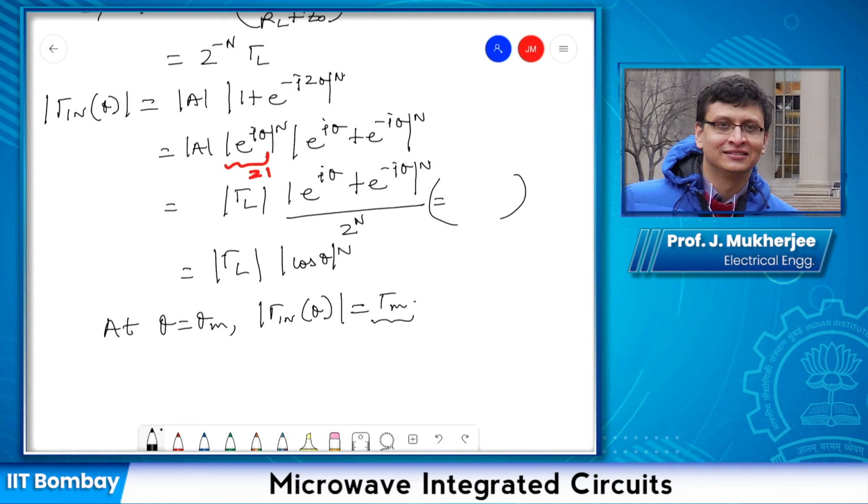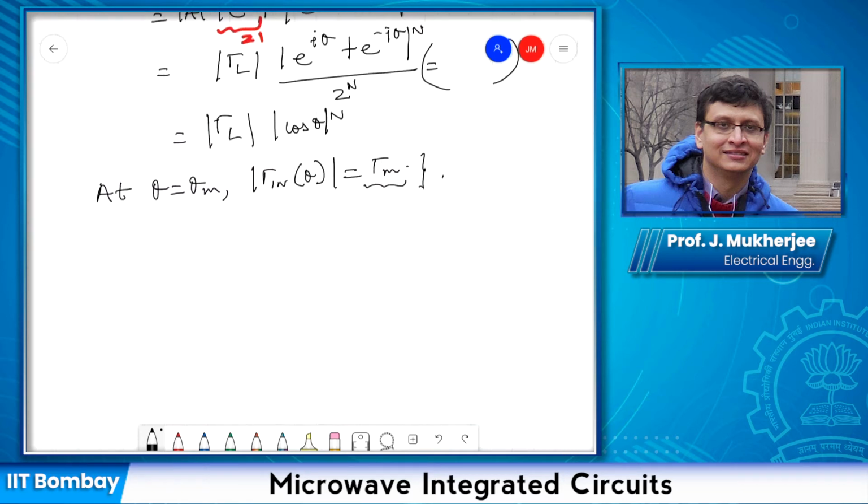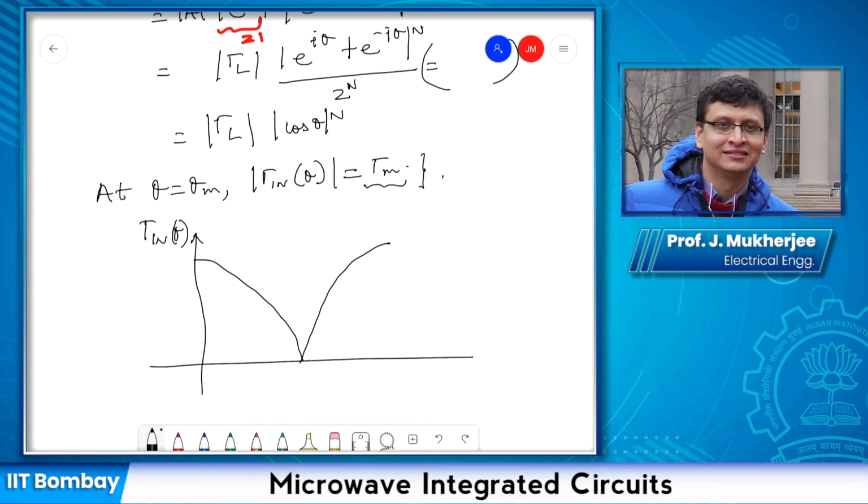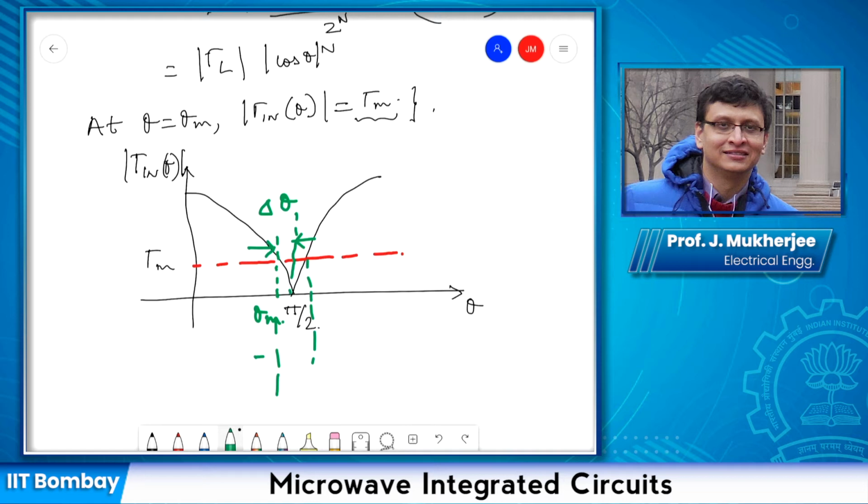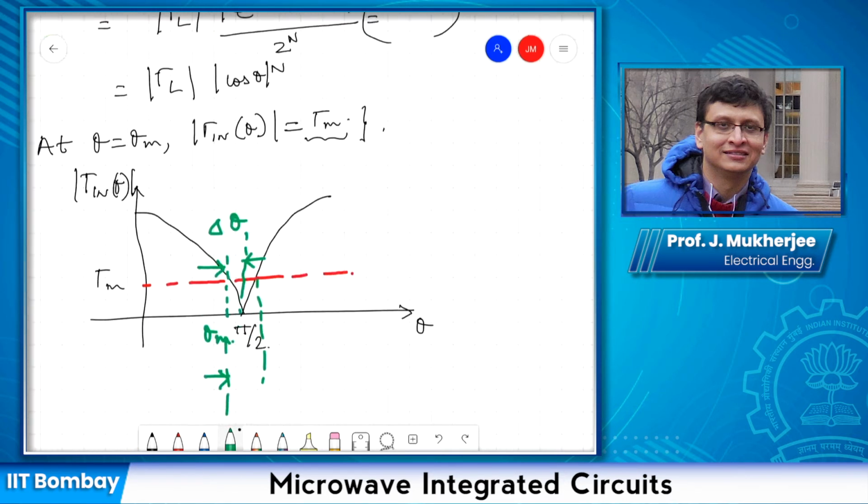Okay, so that's how we can set the bandwidth, because we had discussed the bandwidth, and while discussing we had discussed this concept of gamma m. So suppose, again let me draw, suppose this is my gamma in theta. Okay, and as I said, we can arbitrarily define the value of acceptable gamma in magnitude. This is magnitude, this is theta, this is pi by 2, this is theta m. So this, you recall, was equal to delta theta, and my complete bandwidth was this whole range, 2 delta theta.